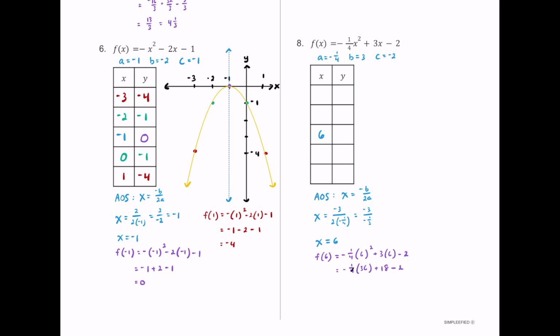And so 4 goes into 36 9 times, so we're going to end up with negative 9 plus 18 minus 2. So negative 9 plus 18 is 9, and 9 minus 2 is going to be 7. So when x is 6, y is going to be 7. So that's our vertex, all right? And we can go ahead and start graphing.